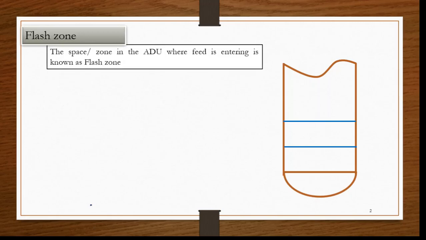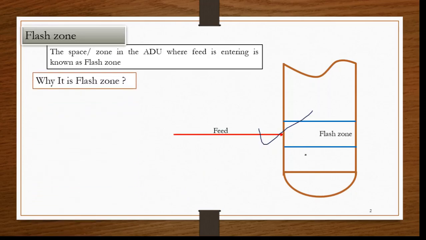The first one is the flash zone. The flash zone is a very important thing, and it is a location at which the feed is entering into the atmospheric distillation column. So it is very easy to understand the zone. For example, in this diagram, this is our flash zone. Why is the flash zone important and why do we call it a flash zone?